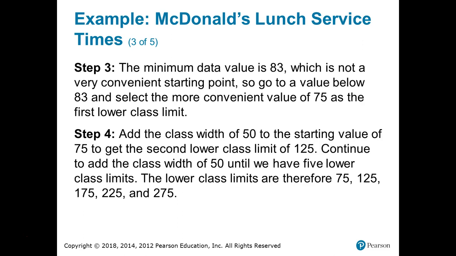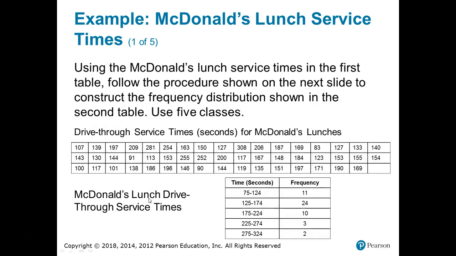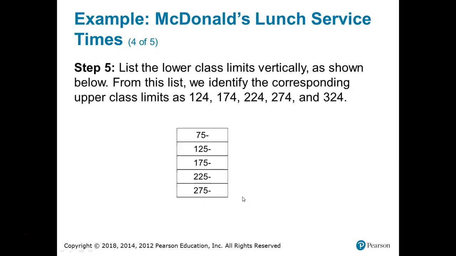So we get the second lower class limit of 125. Continue to add 50 until we have our 5 lower limits. So therefore we have 75, 125, 175, 225, and 275. So basically at this point we figured out these lower class limits. Right here, yeah. So then we list them vertically, and then from here we can identify the upper class limits. Just going to be, well, 1 less than 125 is 124, 174, 224, 274, all the way up to 324.